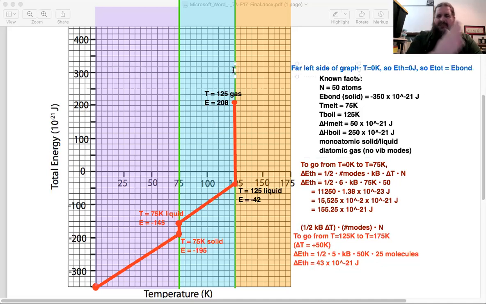So the final state at the far right side of the graph is going to be temperature 175 in gas form. Energy is 208 plus another 43, which would be 251 joules times 10 to the negative 21st. So marking that on the graph, 251. And now we can finish this off with that last diagonal. Note that that is a different slope from solid and liquid because we have changed the number of modes and also even the number of particles effectively. But this would be the complete graph there.